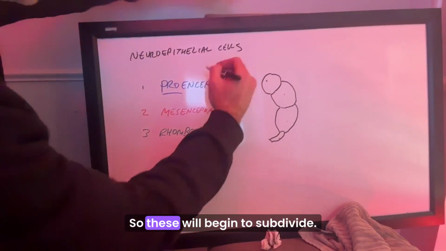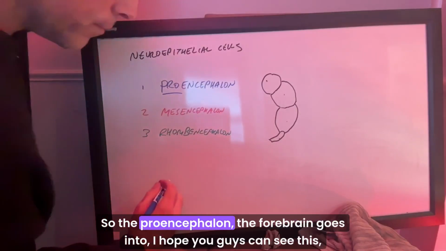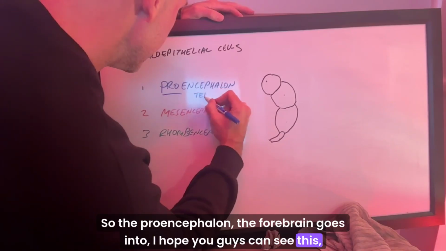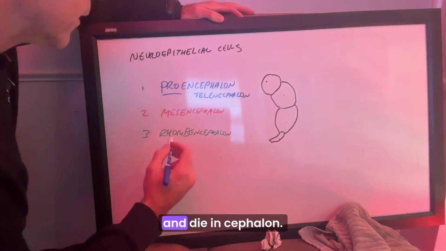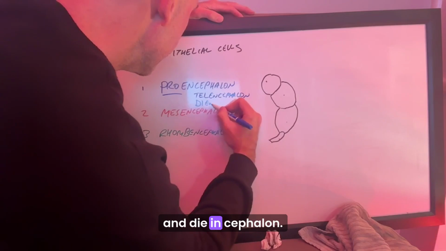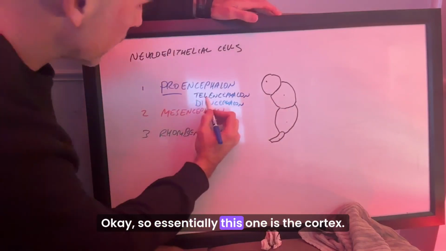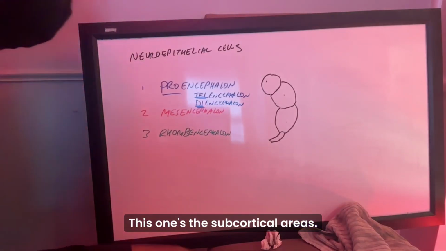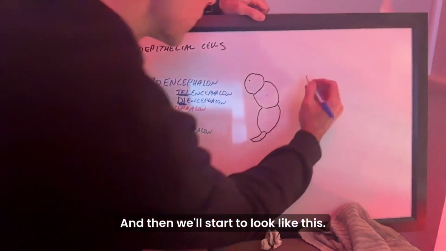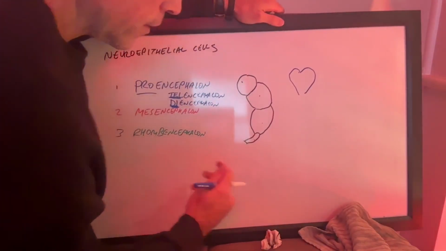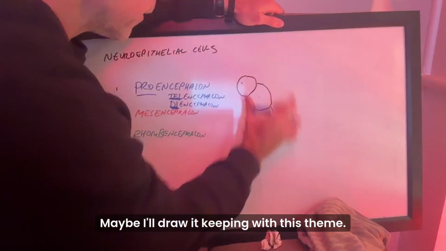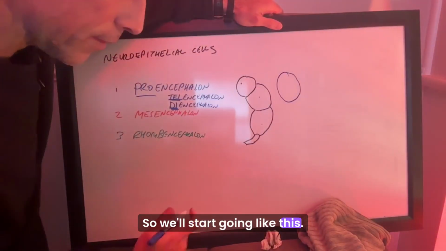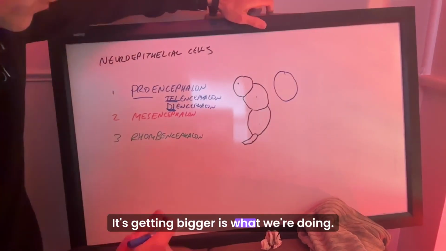All right, so these will begin to subdivide. The proencephalon, the forebrain, goes into, I hope you guys can see this, telencephalon and diencephalon. Essentially this one is the cortex, this one's the subcortical areas. And then we'll start to look like this. It's almost like a heart. Maybe I'll draw it keeping with this theme. We'll start going like this. It's getting bigger is what we're doing.